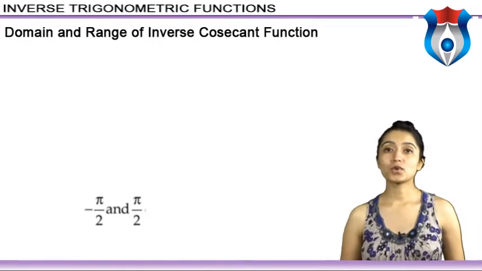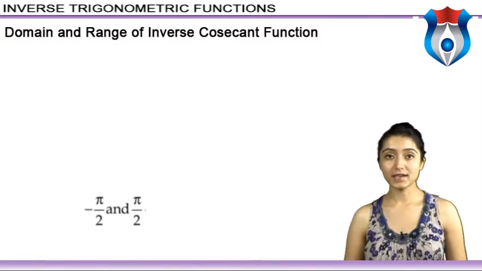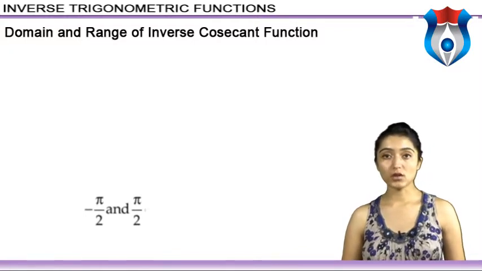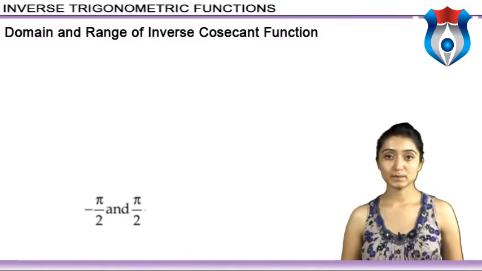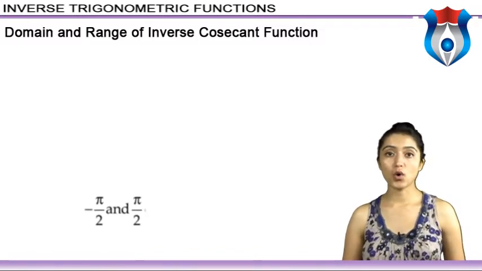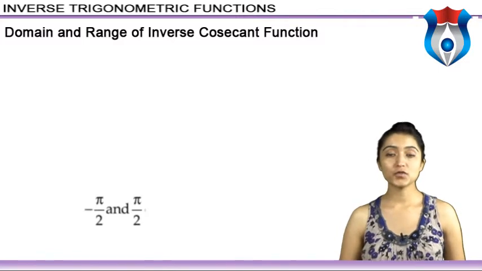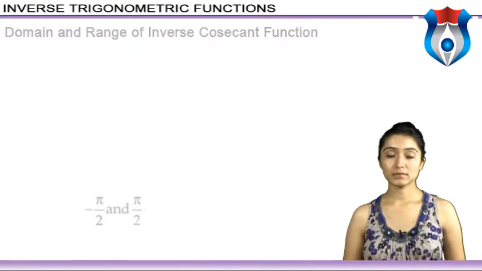Domain and range of inverse cosecant function. The domain of csc inverse x or arc csc x is the same as that for the inverse secant function. All the numbers from 1 on up plus all the numbers from -1 on down. The range is different, though. It includes all angles between -90 and 90 degrees except for 0 degrees, or in radians as shown on the screen.